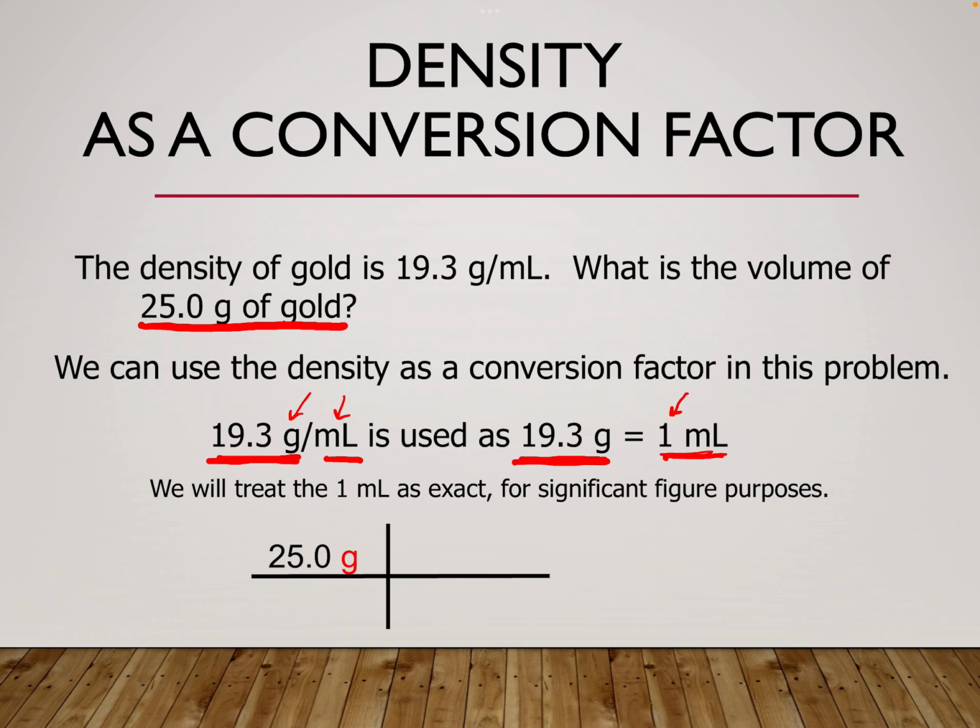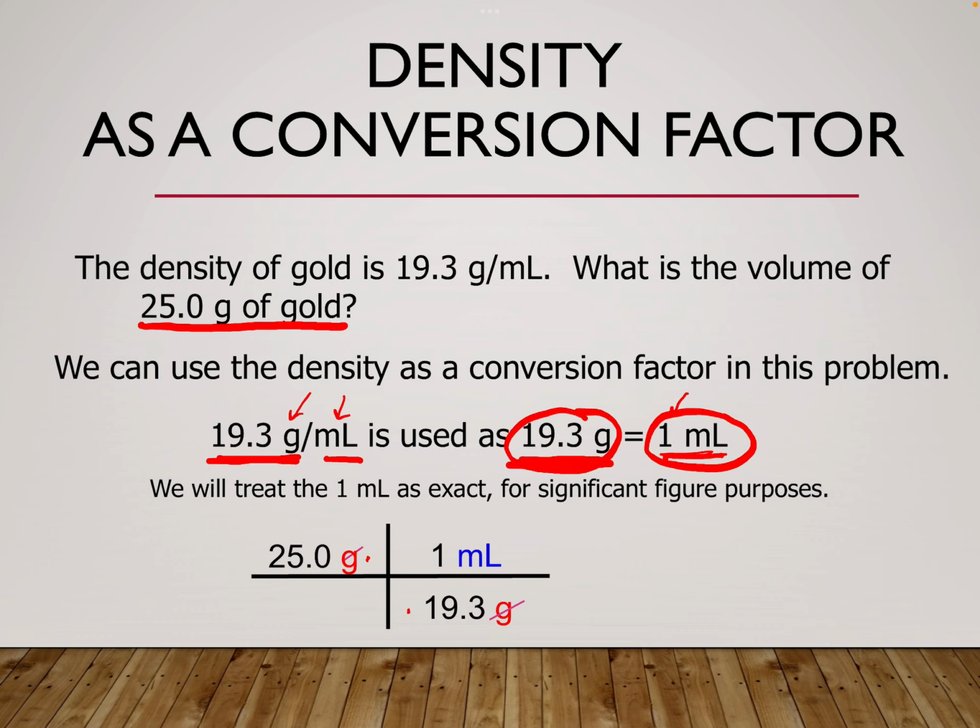Remember, all of our rules of train tracks still apply. If I have grams here, then I have to have grams down here. So that means this portion of our equality is going to go on the bottom, and this portion is going to go on the top. That's how we make our units cancel. If you did it the other way around, you would notice that your units don't cancel down and to the right, and they have to in order to use these train tracks. So again, that's why 19.3 grams goes on the bottom and that 1 milliliter goes on the top.